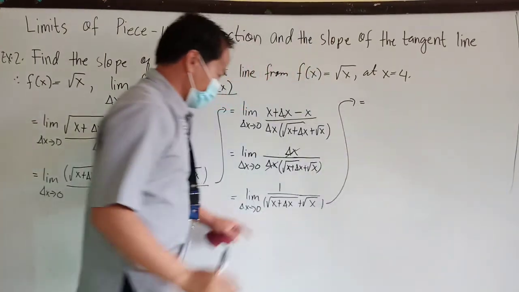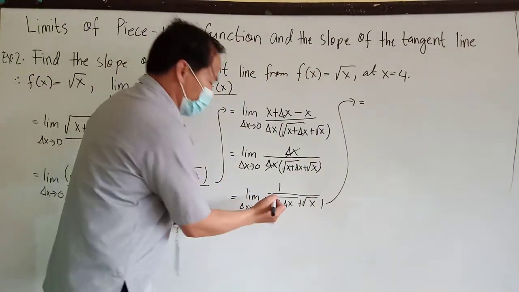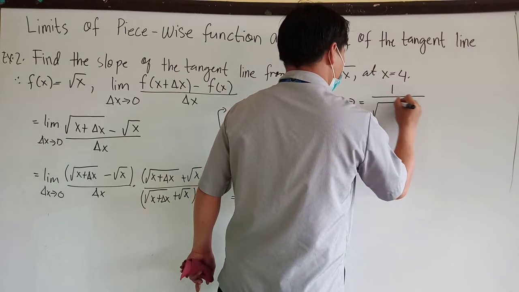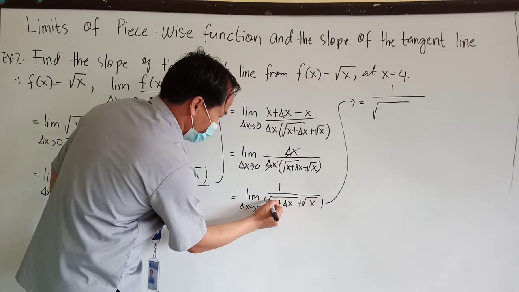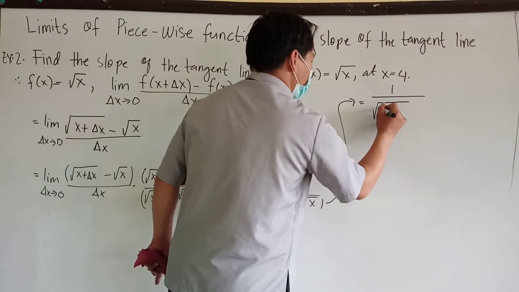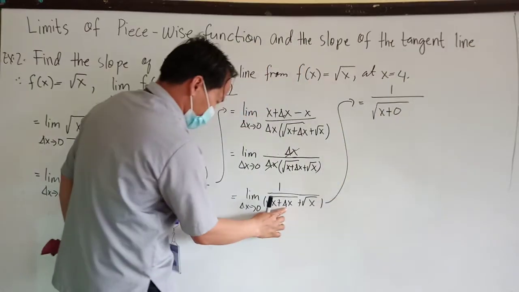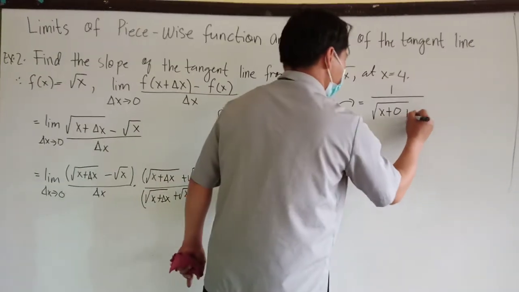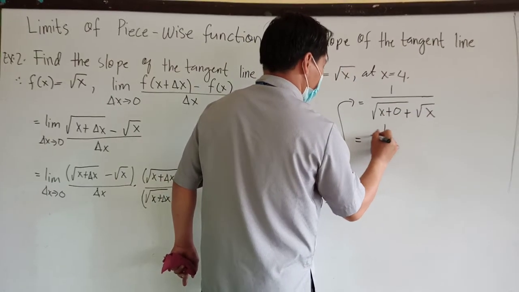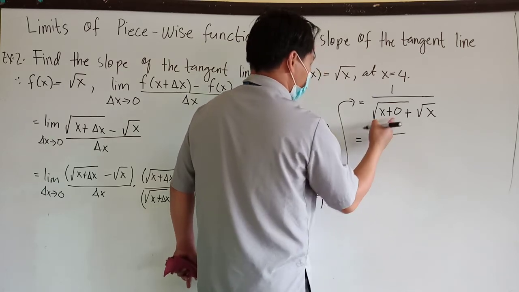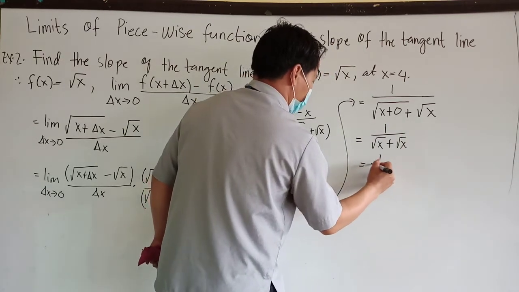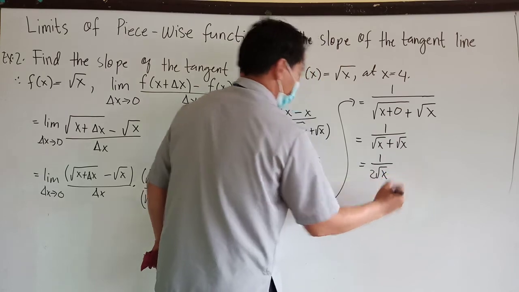That is just equivalent to, if we are going to get the limit of a constant, the answer is still the constant, which is 1. So 1 is on top, over the square root of x plus delta x plus the square root of x. Delta x, we will replace by 0, so that becomes x plus 0, plus the square root of x. The remaining is 1 over the square root of x plus the square root of x. The answer is 1 over 2 times the square root of x.